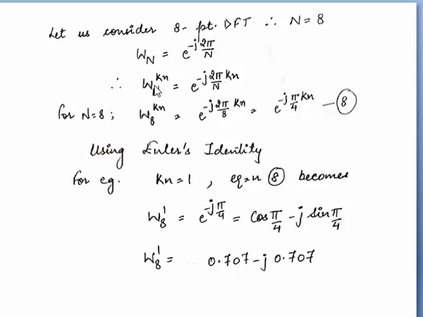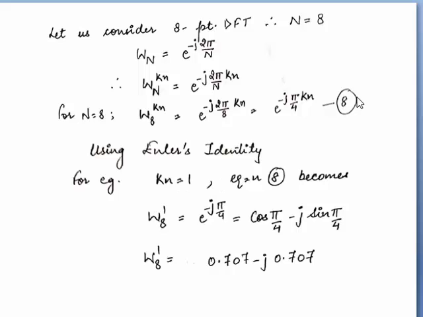Therefore twiddle factor raised to power kn is equal to e raised to power minus j 2 pi by N into kn. For N equal to 8, it becomes twiddle factor W8 raised to power kn is equal to e raised to power minus j 2 pi by 8 into kn, that is equal to e raised to power minus j pi by 4 into kn. Equation number 8. Now using Euler's identity, for example kn is equal to 1.